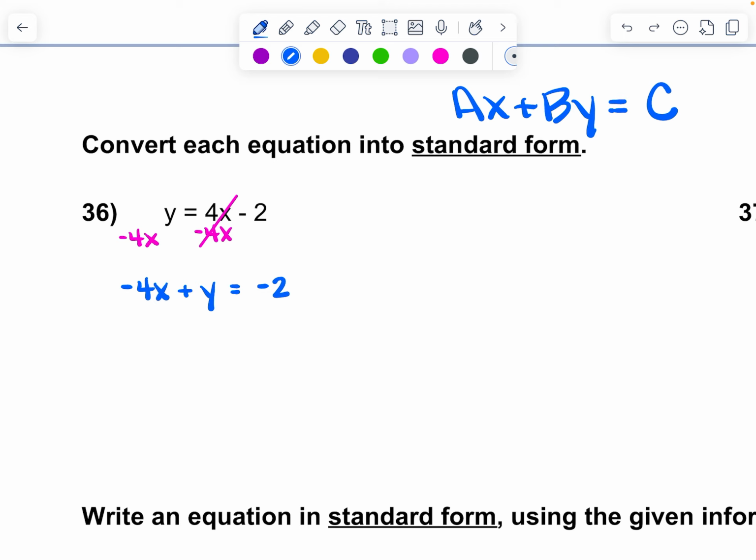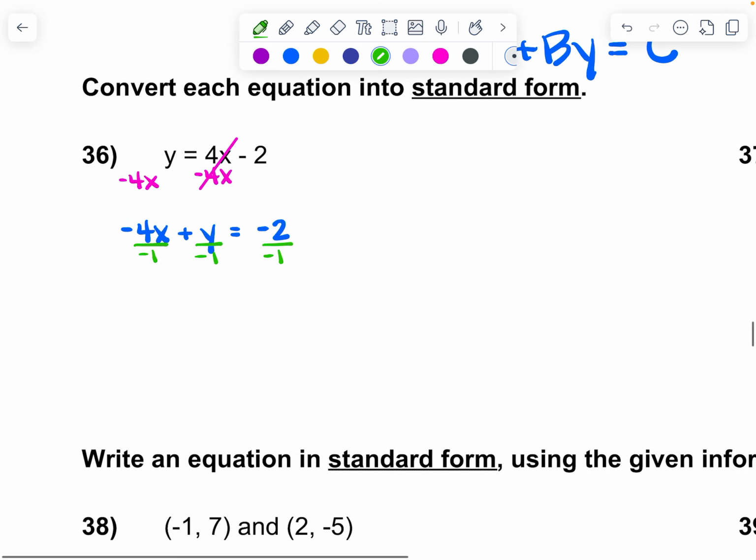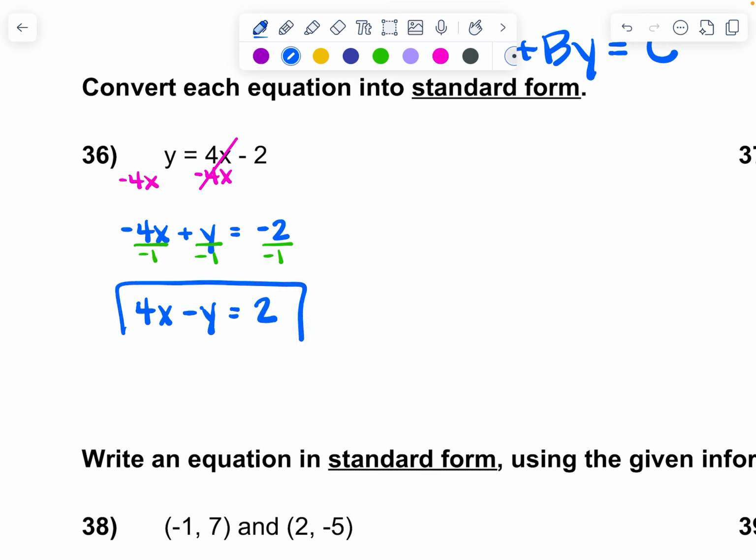All right, and then we're pretty much done. We've got all the x's and y's to the left and the constant to the right. The only problem is we have a negative x term, and in standard form, you cannot have that. So we are going to fix that by dividing every single term, or multiplying, by negative 1. I don't really care about the 4. I don't want to divide by negative 4 to get the x by itself. The 4 is fine. I just need it to be positive. So we're going to divide everybody by a negative 1, which essentially just changes everybody's signs. The 4x becomes positive, the positive y becomes negative, and the negative 2 becomes positive 2. And there is our standard form equation.